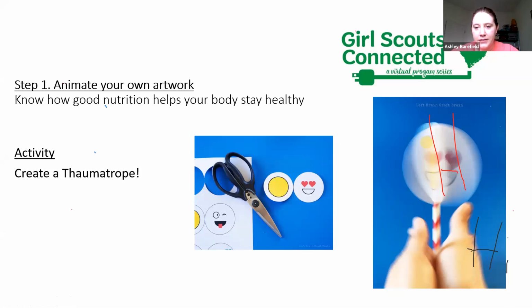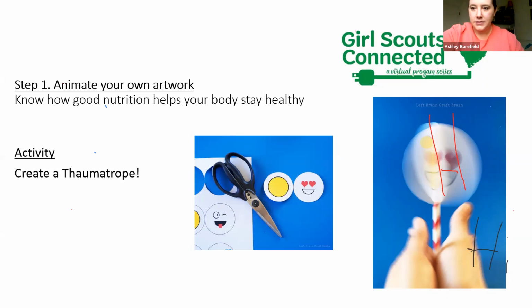So for this activity, for step 1, we're going to animate our own artwork. So we're going to be making a thaumatrope, which I'm not sure if that's exactly how you say it, but I'm pretty sure it is. And if I'm wrong, you all can correct me later. What you'll need is a piece of paper or two, or whatever type of paper you have lying around. You're going to make circles, about the size of the bottom of a water bottle. So they're not going to be that big, but they need to be the same size.